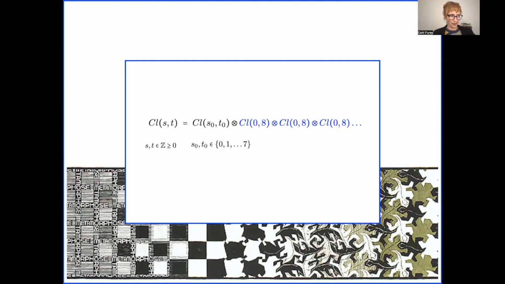So in other words, we've got this little piece, CLS0T0, followed by a long string of CL8 cross CL8 cross CL8 cross CL8. So this is going to be overwhelmingly dominated by factors of CL8. And it's in this sense that I mean to say that CL8 is unavoidable.